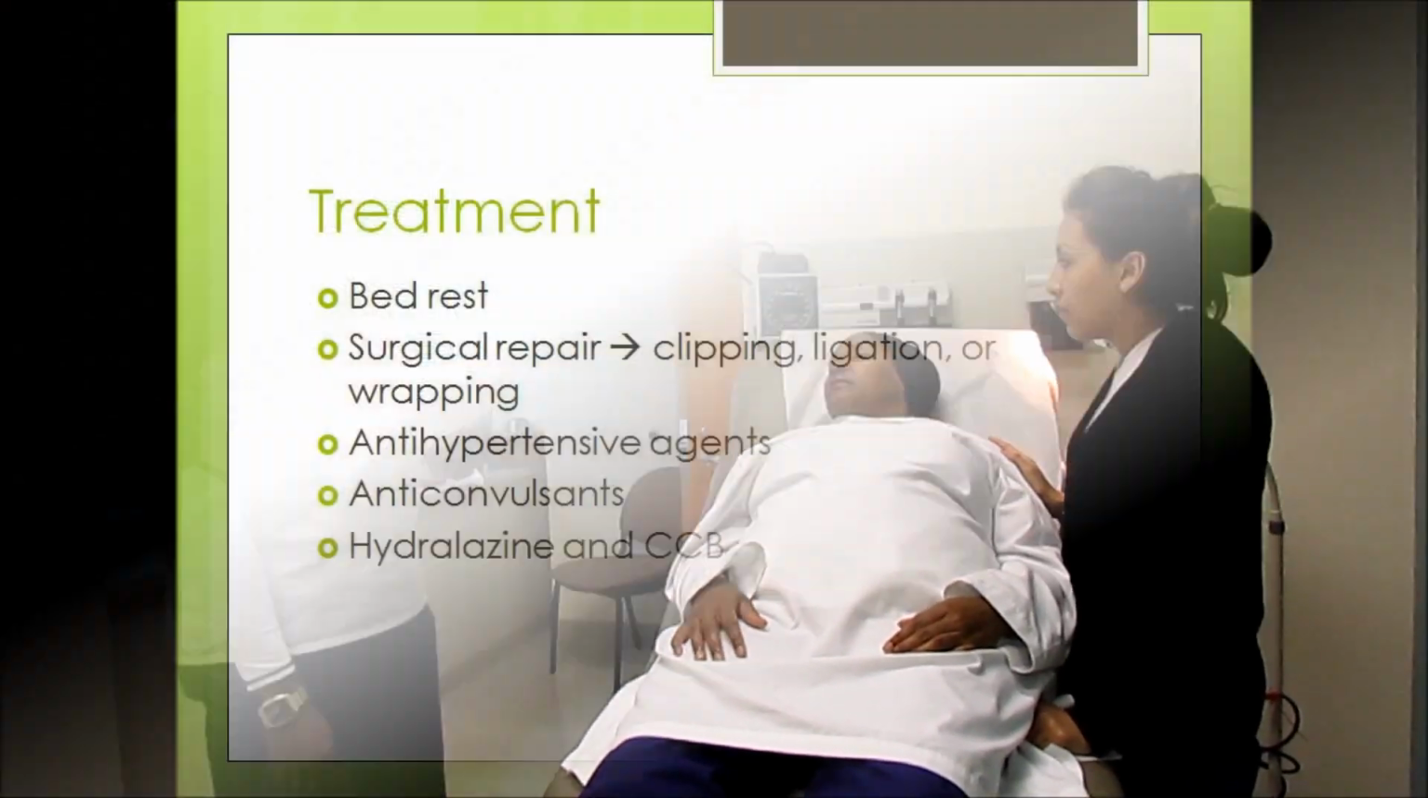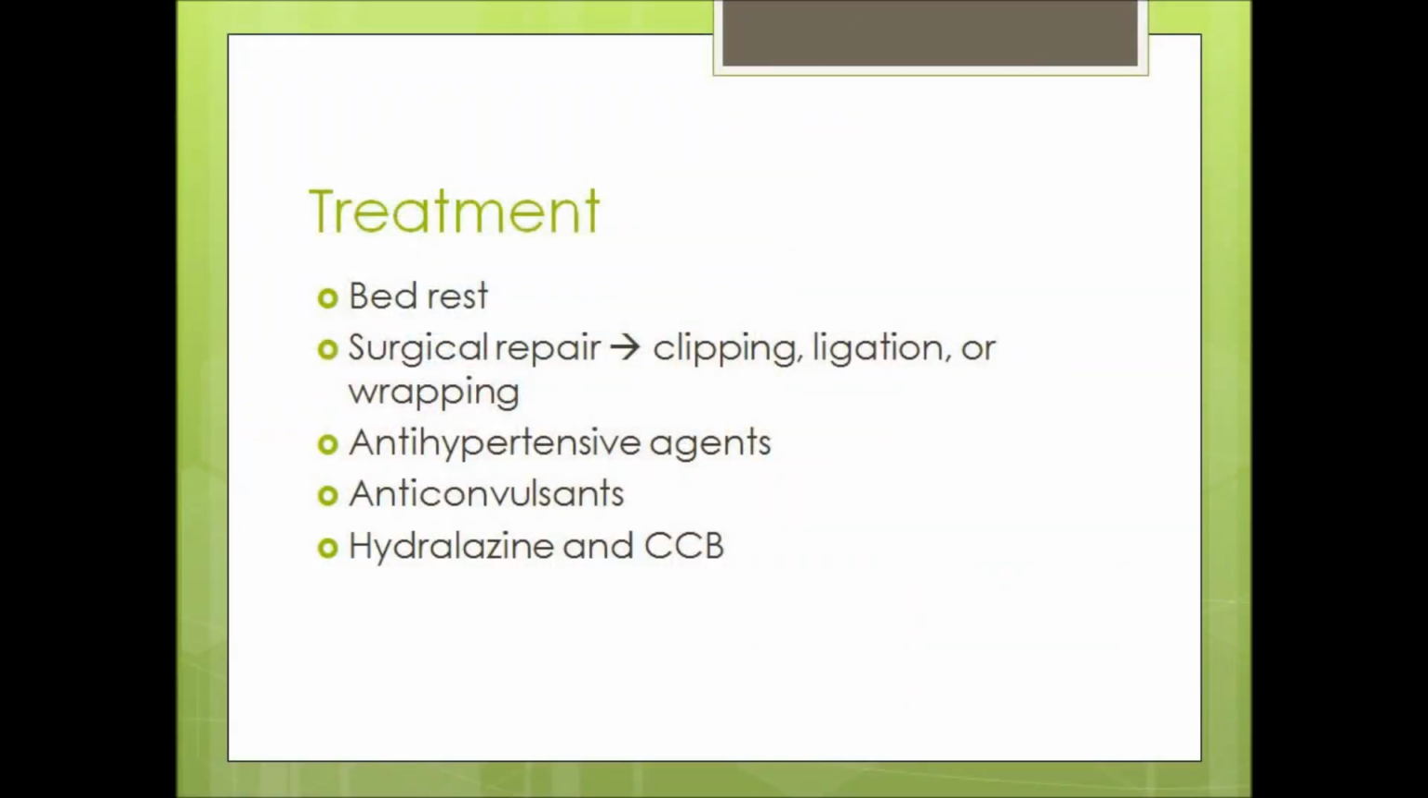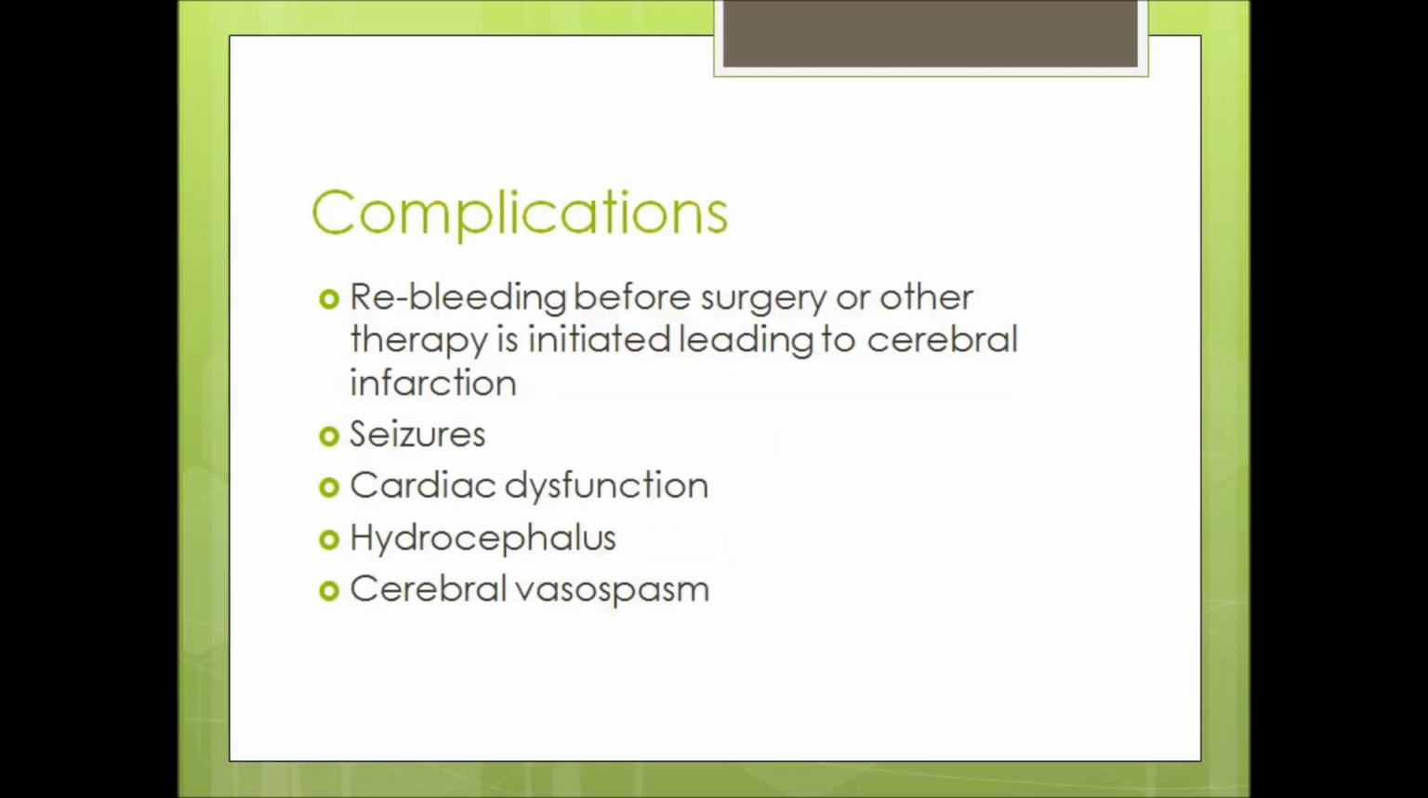All right, bye-bye. Treatment will include bed rest, surgical repair like clipping, ligation, or wrapping, antihypertensive agents, anticonvulsants, hydralazine, and calcium channel blockers. Complications of subarachnoid hemorrhage include rebleeding before surgery or other therapy is initiated, leading to cerebral infarction, seizures, cardiac dysfunction, hydrocephalus, and cerebral vasospasm.